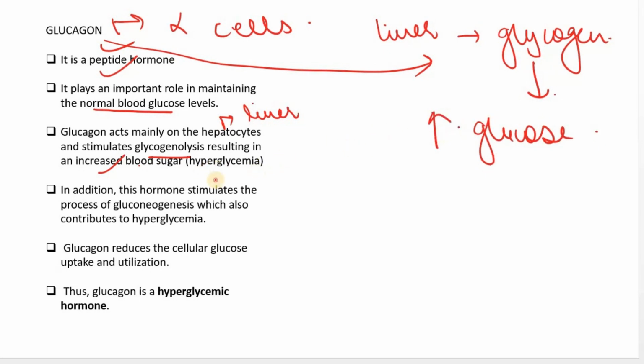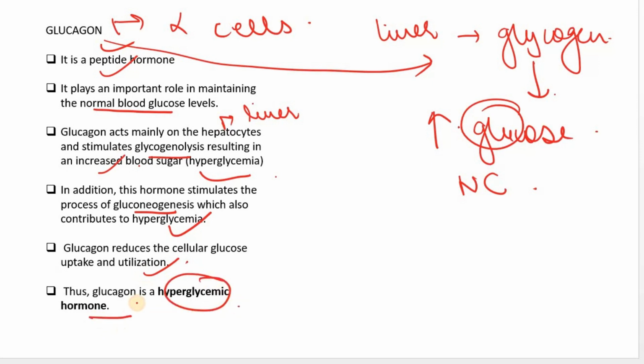This is known as hyperglycemia. In addition, this hormone also stimulates the process of gluconeogenesis. Gluconeogenesis means formation of glucose from a non-carbohydrate source, and this also contributes to hyperglycemia. Glucagon reduces the cellular glucose uptake and utilization, and hence this glucagon is known as hyperglycemic hormone.